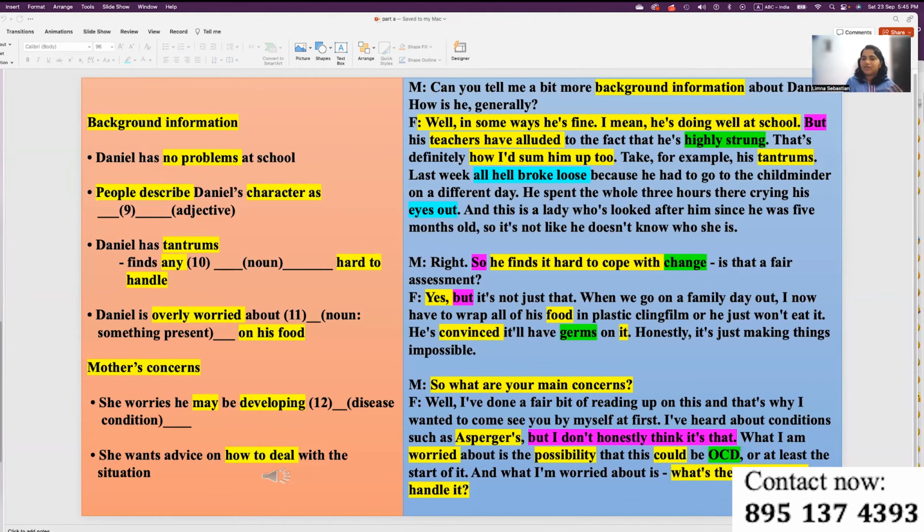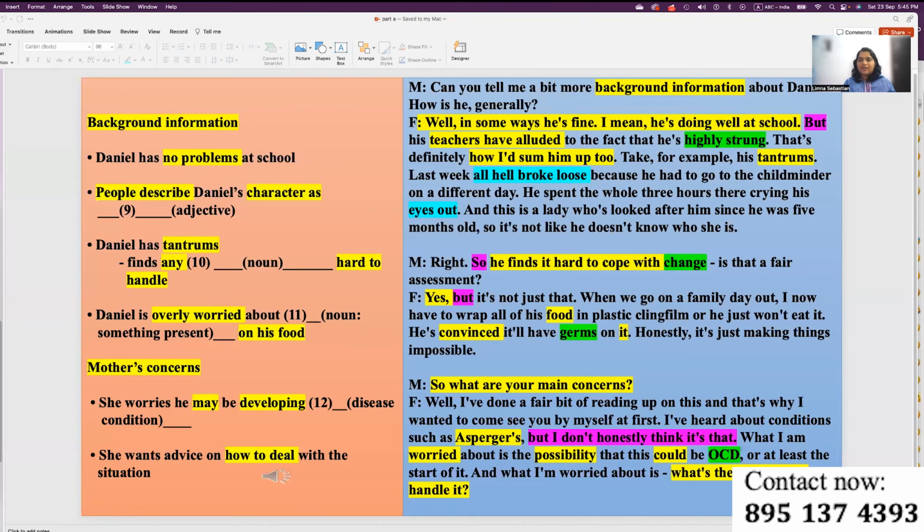So the mother's opinion is also the same thing. Teachers are telling the same, mother is also telling the same thing. His character is highly strung. So the word they used in the question, people describe. So our answer is highly strung. We should write both words, because highly strung is two words. Highly is also a very important adjective here. If you write strung only, they will not give the mark.